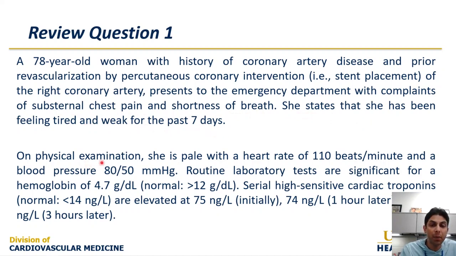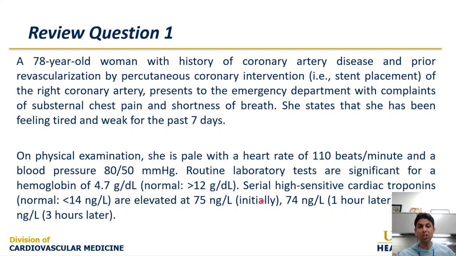So on physical exam, she's pale with a heart rate of 110 beats per minute, so she's tachycardic, it's greater than 100 beats per minute, and the blood pressure is on the low side, it's 80 over 50 millimeters of mercury. Routine laboratory tests are significant for a hemoglobin of 4.7 grams per deciliter. Normal is greater than 12 grams per deciliter. So this patient is dramatically anemic, severely anemic.